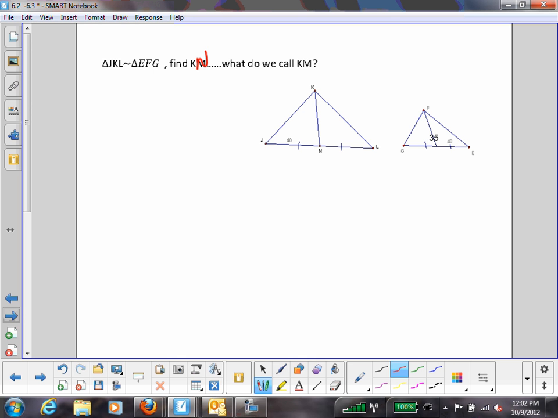48, 35, 40. You know what? We'll do this. So what do we call KM? It's the median. Why do we call it just the median? Because there's no right angle. But what does it do? Bisects. Exactly.